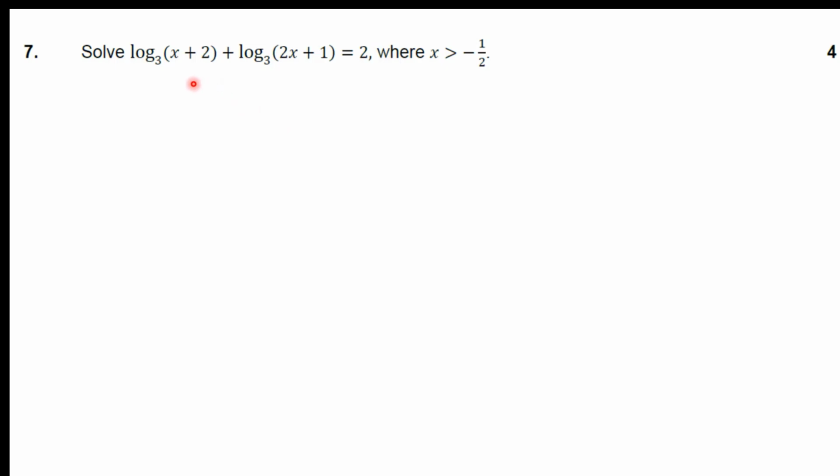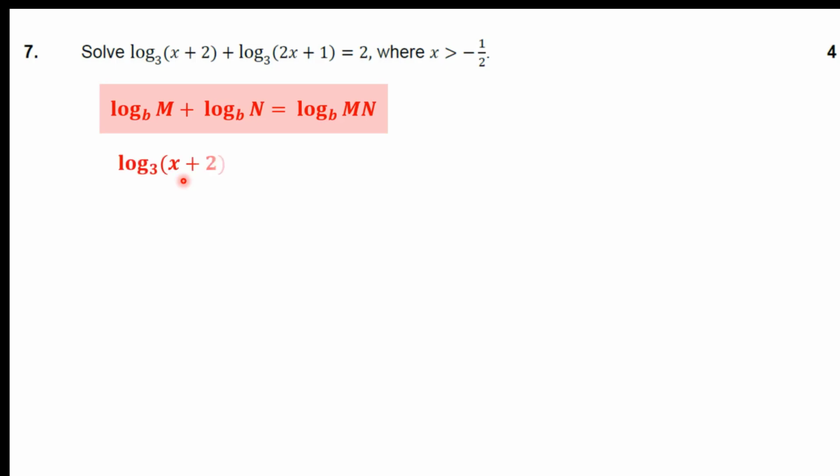Now, we can see that we've got the same base and we've got two things that we've taken the log of. The first one is x plus 2 and the second one is 2x plus 1. And when you take the logs and add them, the answer is 2. Now, there's a rule that we must use here, and it's this one. When you've got the same base, log m to base b plus log n to base b is equal to log of them multiplied together, mn.